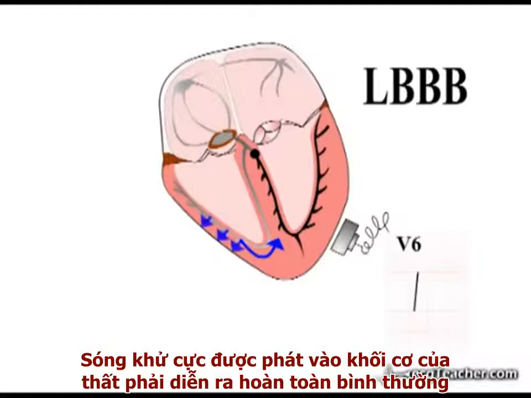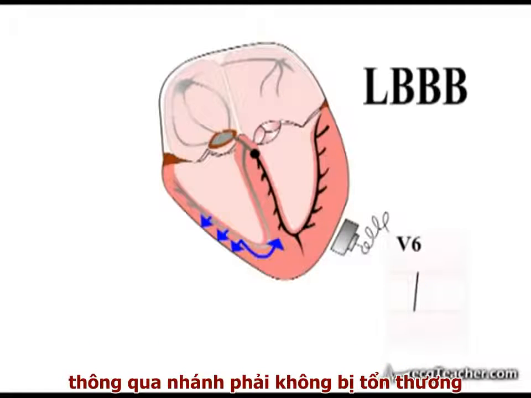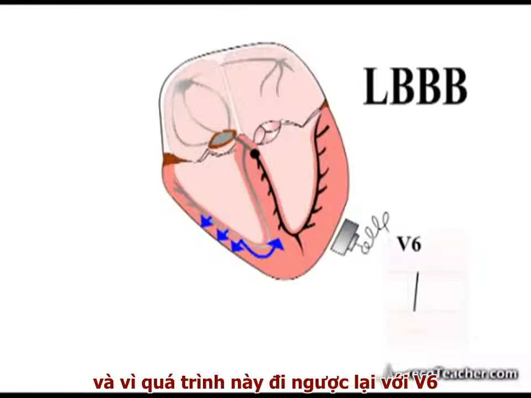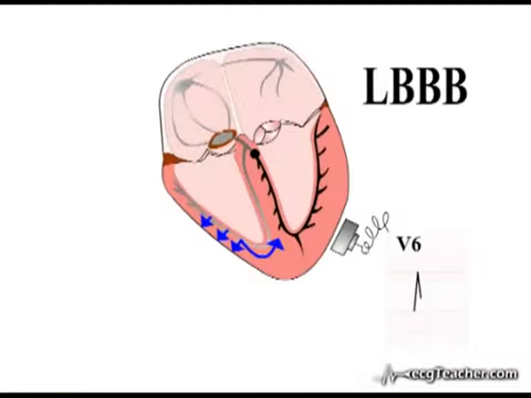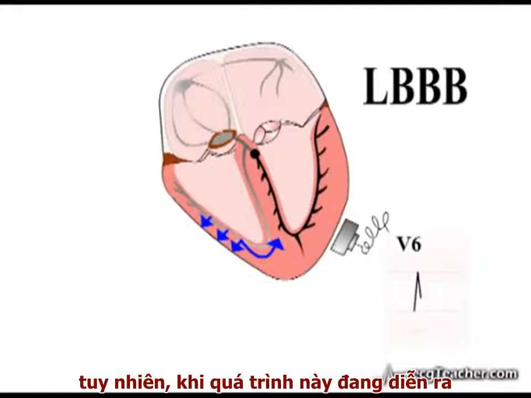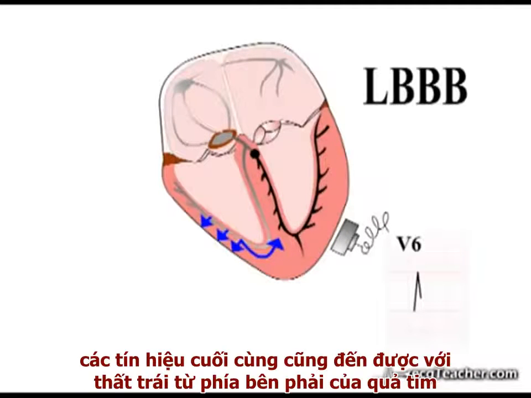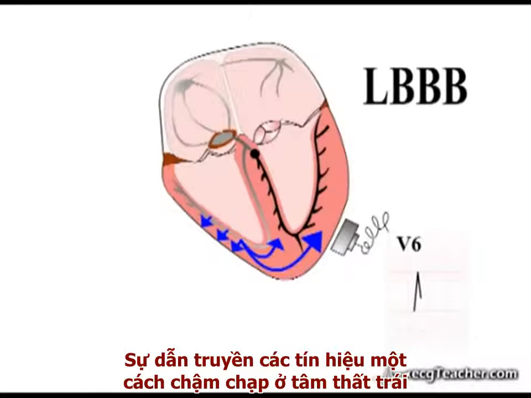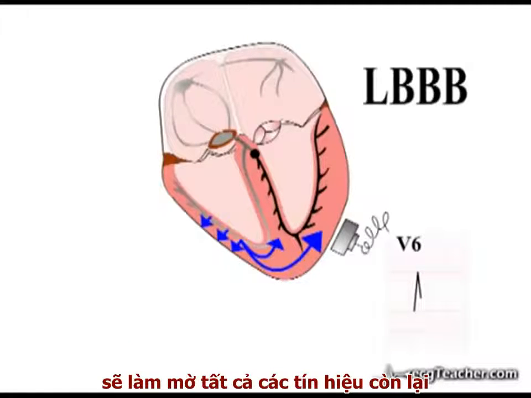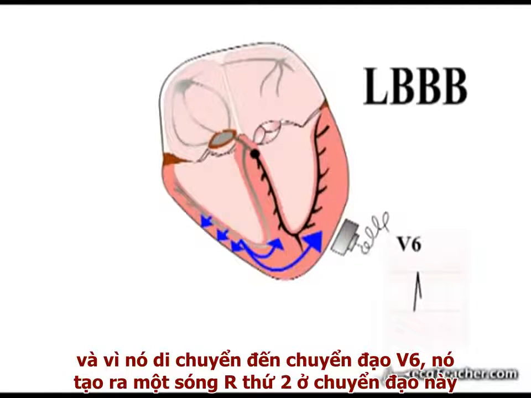Depolarization is discharged into the right ventricular muscle mass in a timely fashion through the intact right bundle, and as this signal is moving away from V6, we start to see a negative deflection develop in this lead. However, as this process is taking place, the signal finally reaches the left ventricle from the right side of the heart. The slow spread of signal through the left ventricle dominates all others, and as it is moving towards V6, it generates a second R wave in this lead.